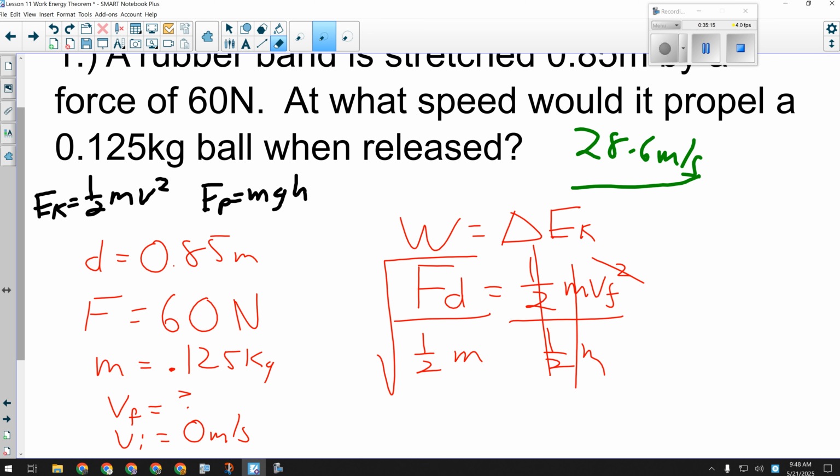Okay. I followed the pattern. The pattern goes like this. You write down the gifts. You identify what kind of energy is being changed. You set force times distance equal to that change. So final minus initial. If any of them are zero, get rid of them. And then manipulate and solve.